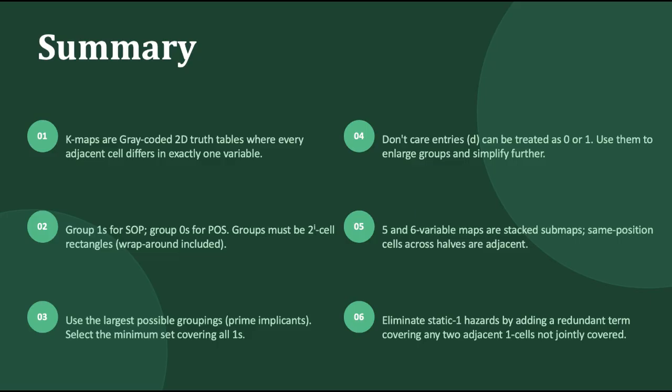Point 5. 5 variable and 6 variable maps are stacked submaps. Cells at the same relative position across the submaps are adjacent. They differ only in the additional variable that indexes the submaps. Cross-submap groupings are valid and often yield the most compact terms. Point 6. Timing hazards are physical, not logical. A logically correct minimal expression can still produce glitches in hardware. If any 2 adjacent 1 cells are not jointly covered by a common loop, a static 1 hazard exists for that transition. The fix is a redundant product term. The added term does not change the truth table, only the dynamic behavior.